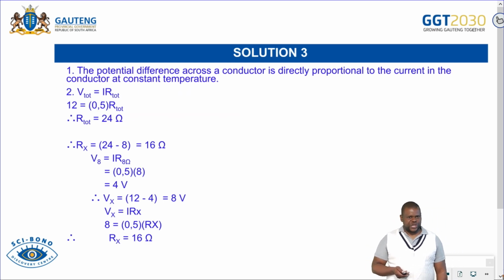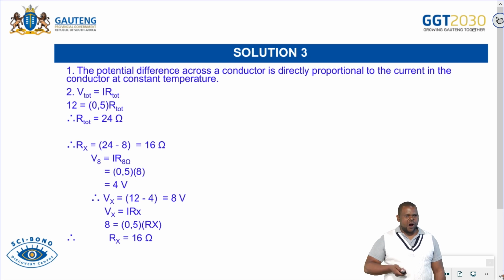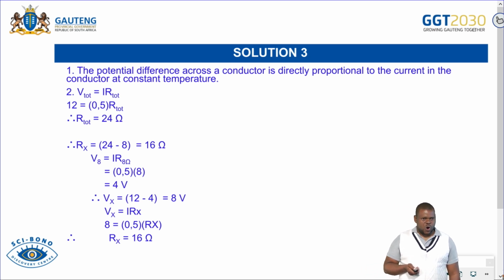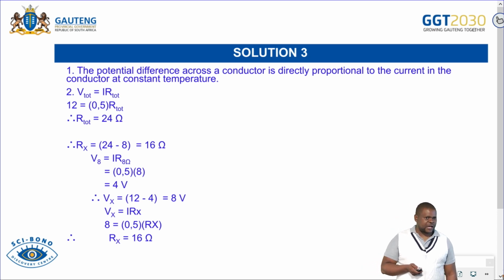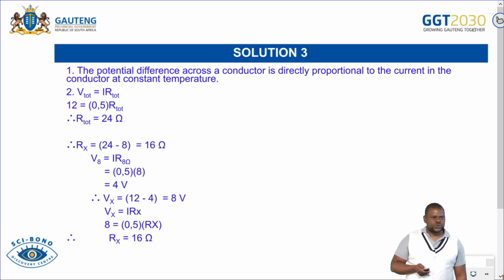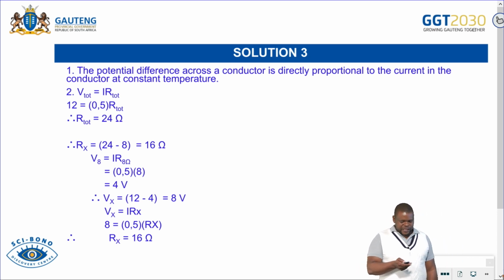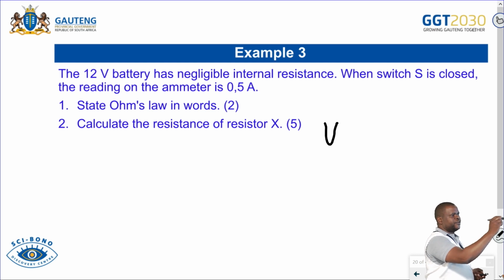Let's look into the solution. Number one, they said state Ohm's law in words. And this is how we state Ohm's law. It says the potential difference across a conductor is directly proportional to the current in the conductor if the temperature is kept constant. Are we together, grade 11s? Yes. Then number two, let's look there. Firstly, grade 11s, we need to write down the given data. Let's go back to the statement. We are given that our V is equal to how much?